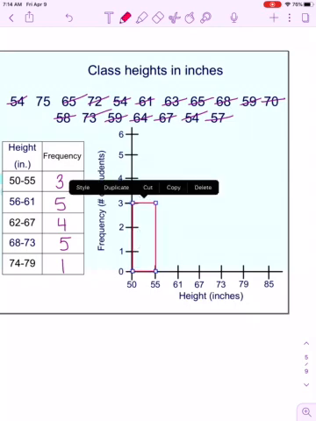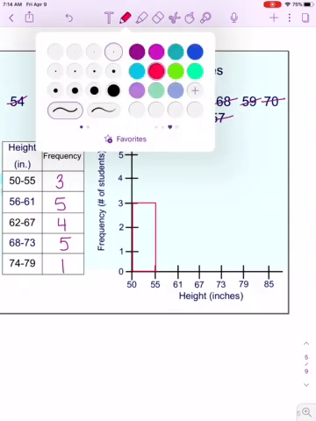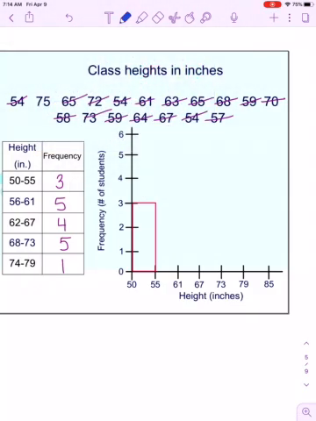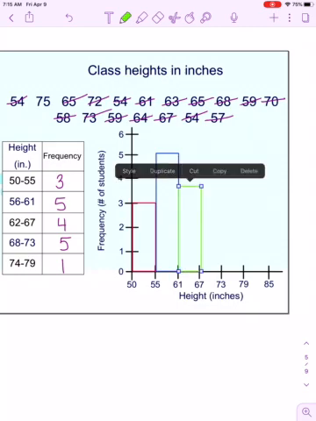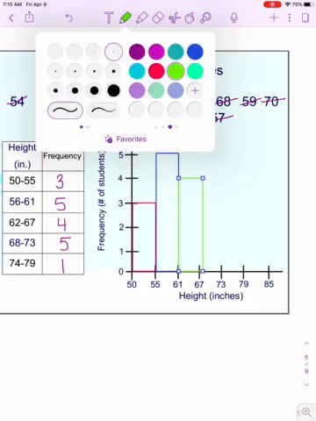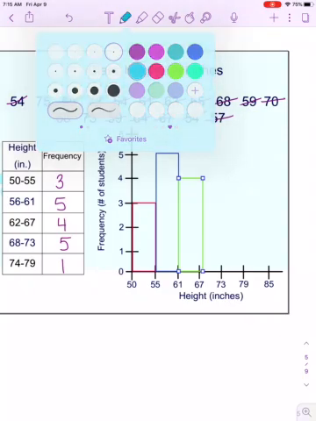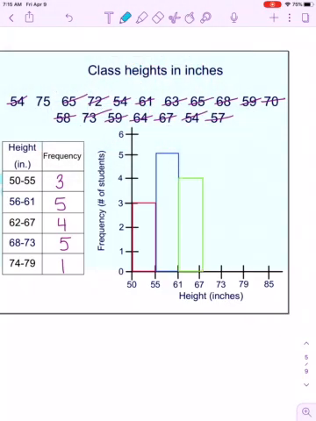I'm just being picky and making these boxes. You don't have to make it that particular. And the next grouping is 5. And then we are at 4. And 5 again. Oops.